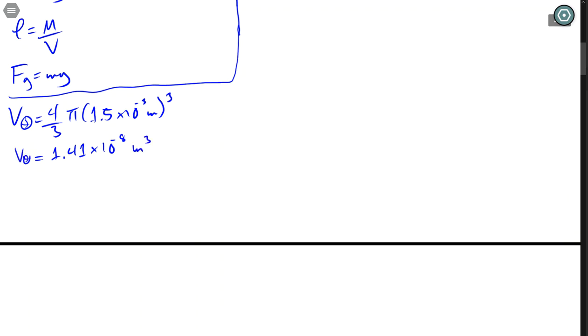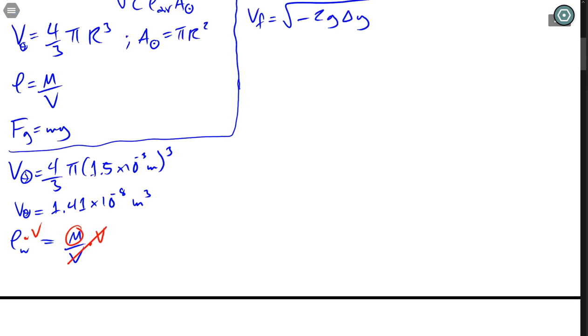Okay, we're going to use this in the formula for density, but we are going to solve for the mass. And so that gives us: mass is density, in this case the density of the rainwater, times the volume that I just got. That's just for a sphere.